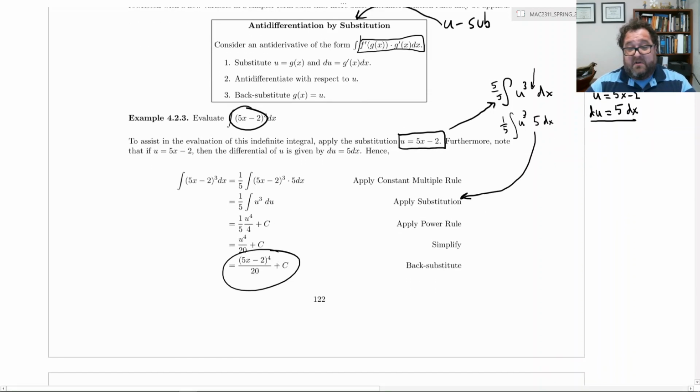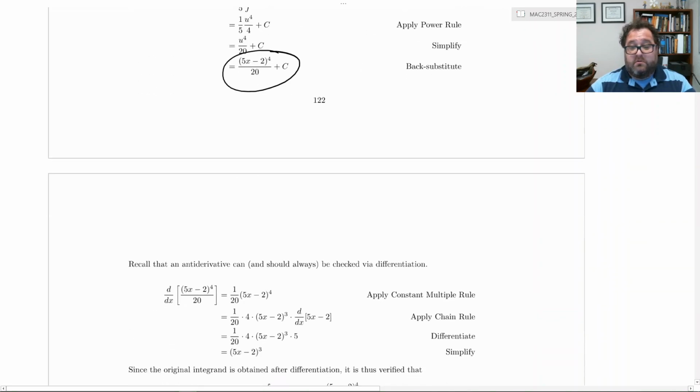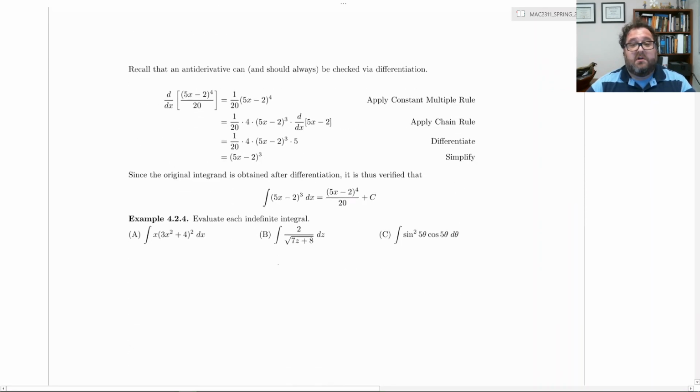If you are at all unsure, you can always check your solution via differentiation. So here I'm taking the derivative of our answer. Now I left off the plus c because we know the derivative of c is 0, so we can just forget about it. And what do you get?